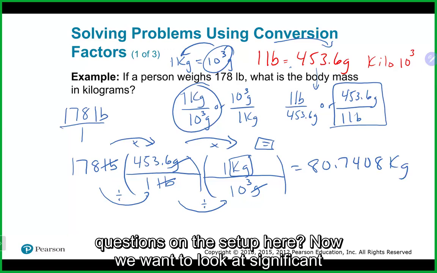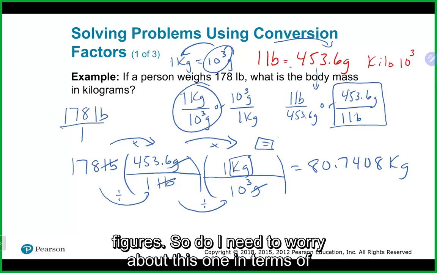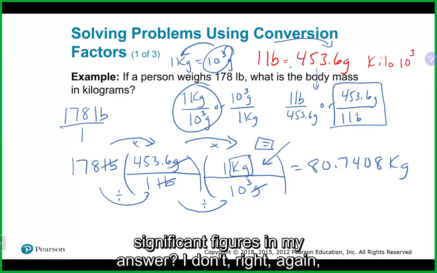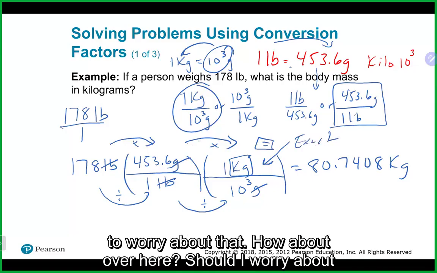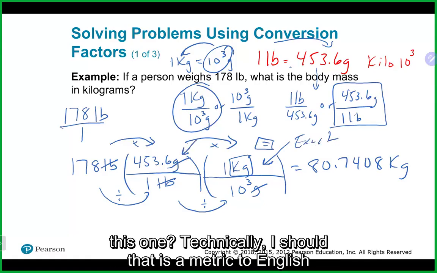Now we want to look at significant figures. So do I need to worry about this one in terms of significant figures in my answer? I don't, right? Again, that's a metric to metric, so that's all good. You don't have to worry about that. How about over here? Should I worry about this one?